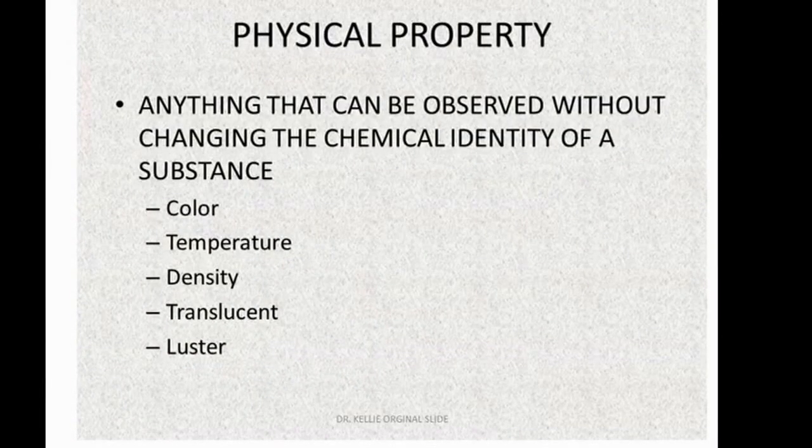We can also divide properties into physical properties and chemical properties. A physical property is anything about a substance that you can observe without changing the chemical identity of a substance. Color is an example of a physical property. You don't have to change a substance in any way to know what its color is. Same for temperature. Density, whether or not something's translucent or opaque, or luster are all examples of physical properties.